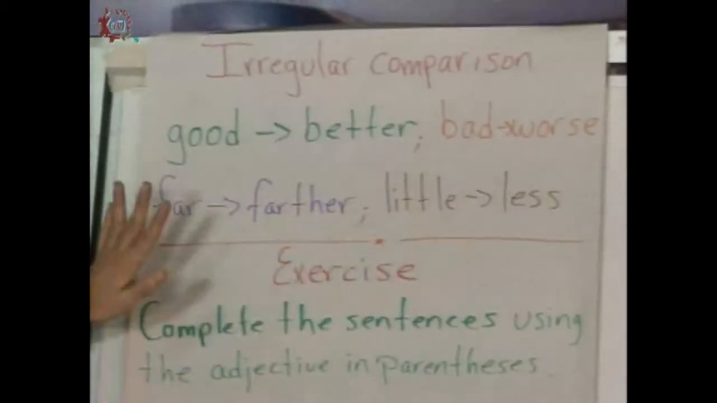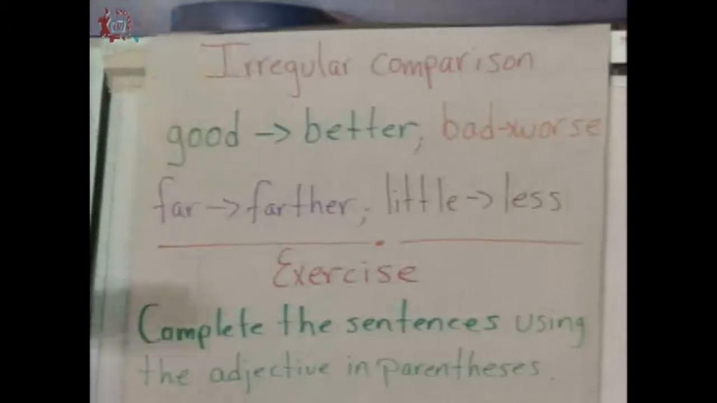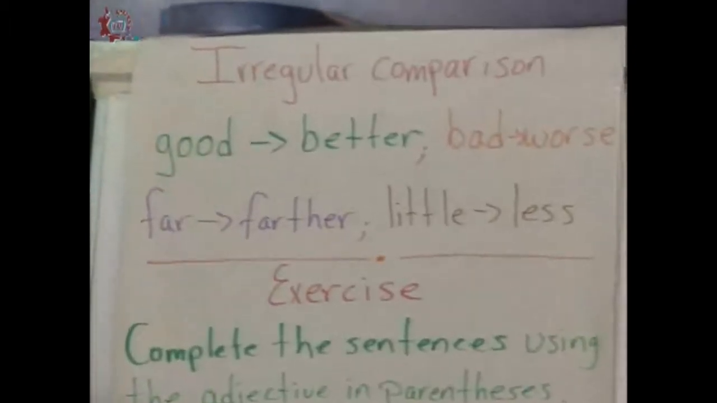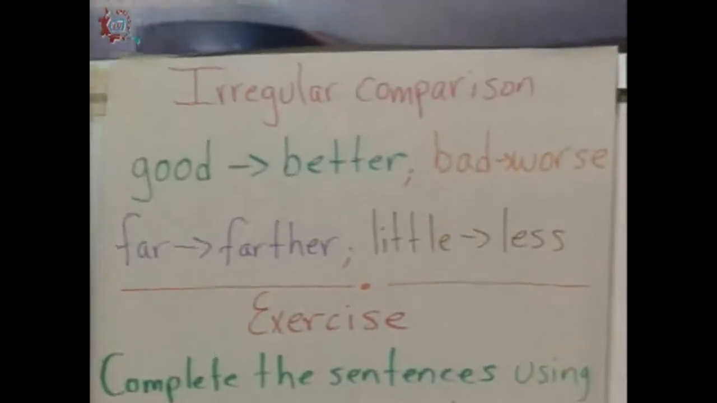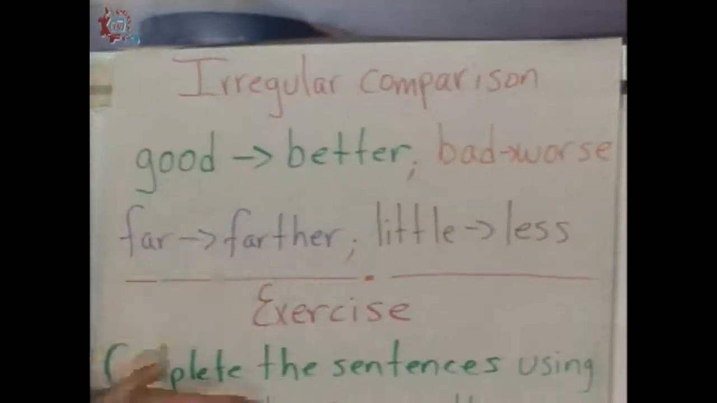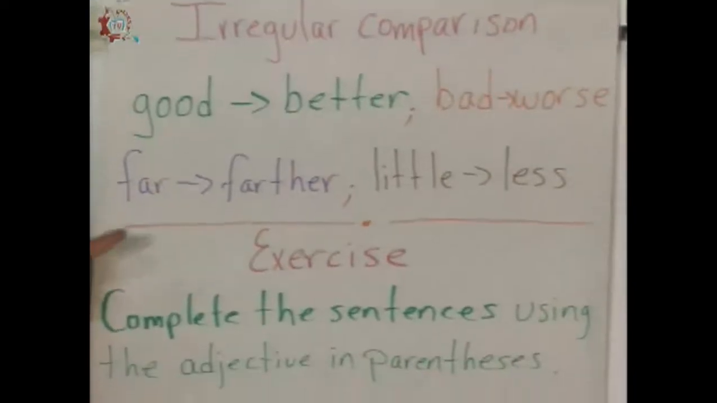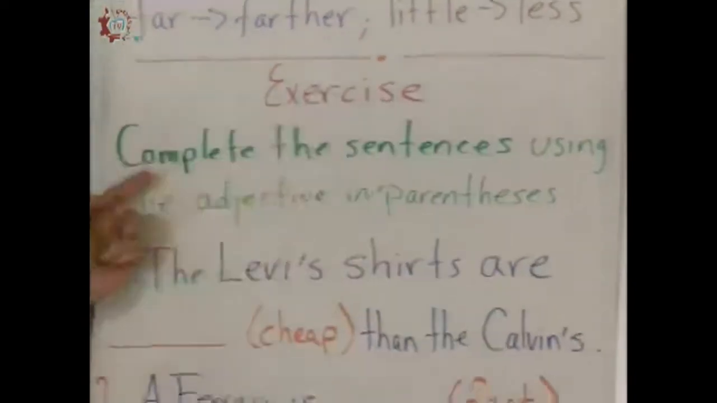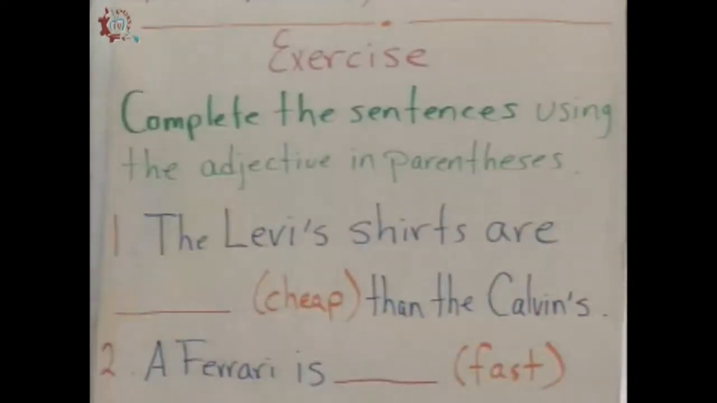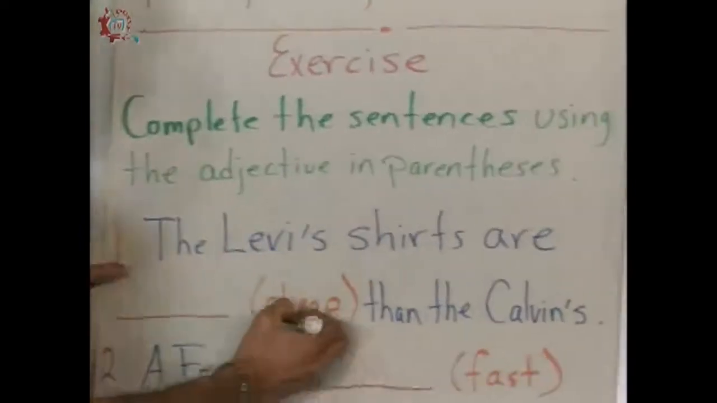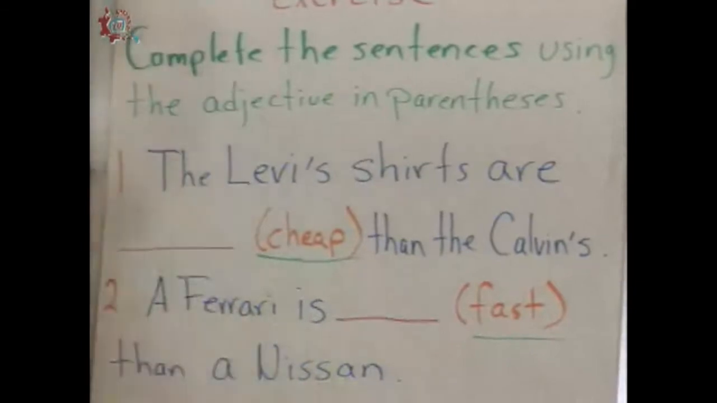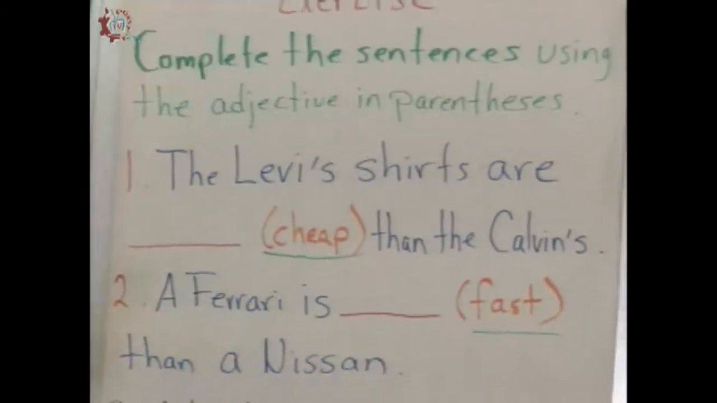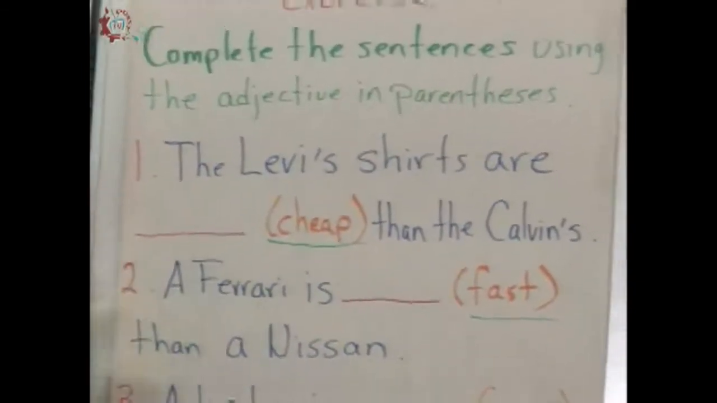Well, after all this explanation, in your worksheet, in the paper you have at home, you have this last exercise, in which you have to complete the sentences using the adjective in the parentheses. These are the adjectives in the parentheses. In this case, in number one, cheap, fast, and small. I am going to do number one for you to realize what you have to do.